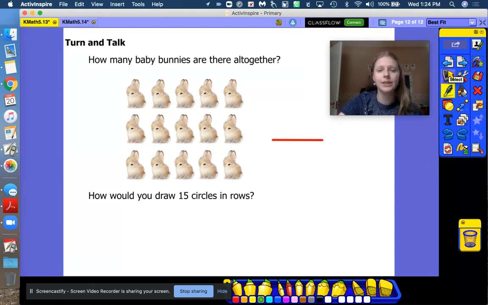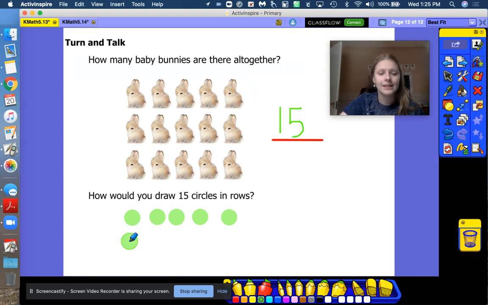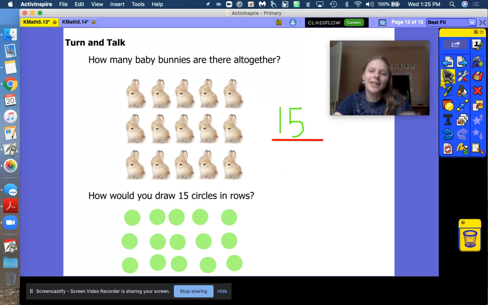All right, friends, last problems. How many baby bunnies are there all together? Good. Some of you are counting quickly. 5, 10, 15. Go ahead and see if you can draw 15 circles, just like the bunnies, in rows of 5. 1, 2, 3, 4, 5, 6, 7, 8, 9, 10, 11, 12, 13, 14, 15. Great job. Thanks for joining me, friends.